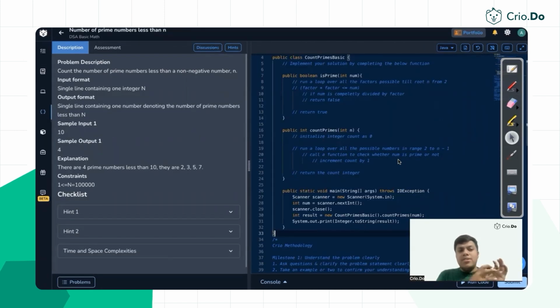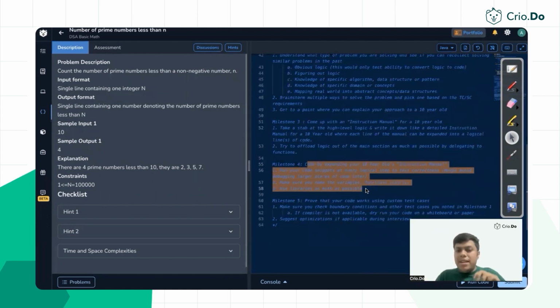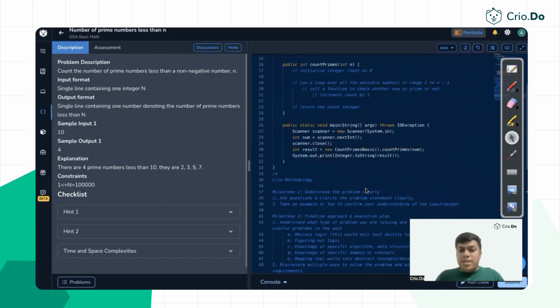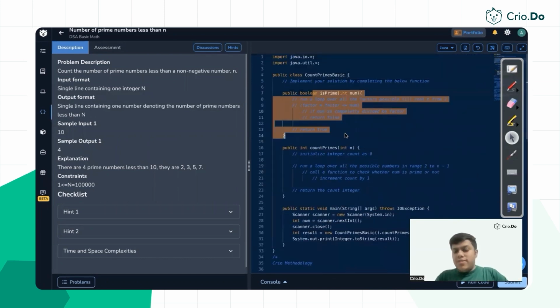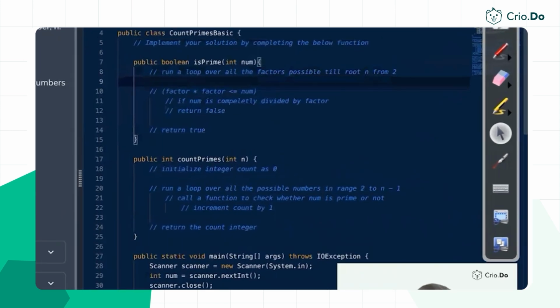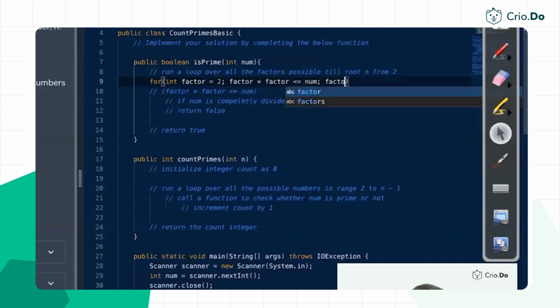We will be coding the solution for the number of prime numbers less than n. And now we will be doing the 4th milestone, that is inline expanding the code in the Java programming language. So we had 2 functions. The first function was checking whether a number was prime or not. So what do we have to do to check whether a number is prime? We can run a loop over all the numbers starting from 2 till root n, that is, till factor into factor is less than or equal to the number itself. And for all the numbers, we do factor plus plus.